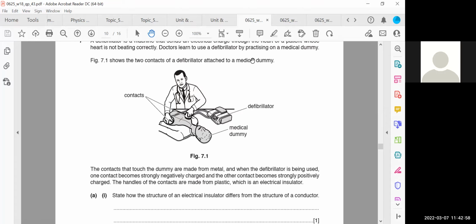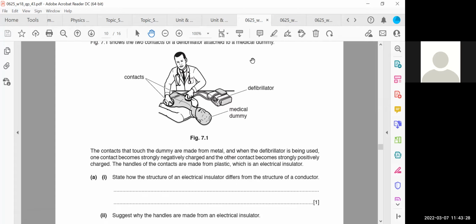The contacts that touch the dummy are made from metal. Read this statement carefully, children. Contacts are made from metal, and when the defibrillator is being used, one contact is strongly negatively charged and the other is positively charged. Handles of the contacts are made from plastic. That is understood. It should be plastic, otherwise the doctor will be in the position of the dummy. Now, what you have to find out: state how the structure of an electrical insulator differs from the structure of a conductor.